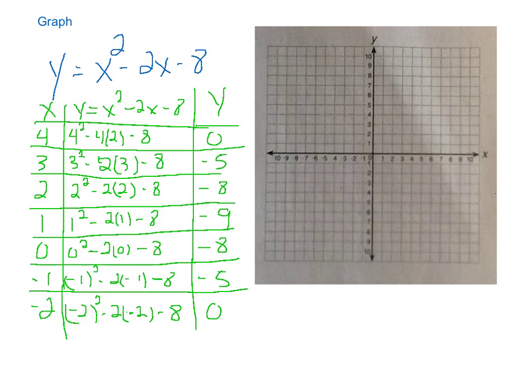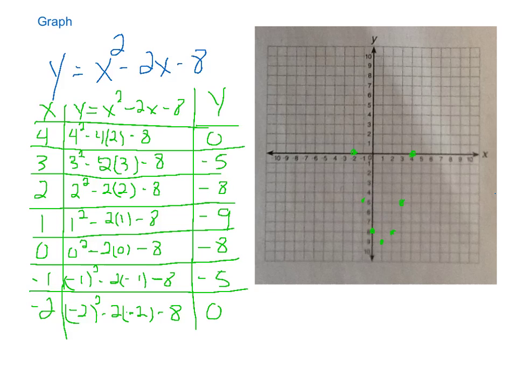So we're going to graph these points. Now we've got a point at 4, 0. We have a point at 3, negative 5. We have a point at 2, negative 8. And a point at 1, negative 9. We have a point at 0, negative 8. Point at negative 1, negative 5. And we have a point at negative 2, 0.